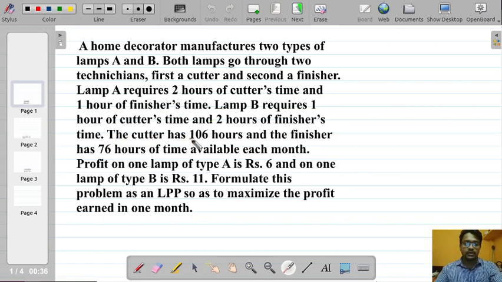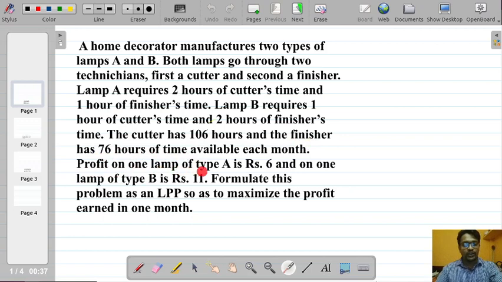Now the cutter and finisher, they are also workers of the company or home decorator, so they are available for a certain period of time. Okay, not more than that. So the cutter has 106 hours and the finisher has 76 hours of time available each month. Okay, so every month the cutter has 106 hours of work time. Okay, so the cutter does not work more than 106 hours and the finisher does not work more than 76 hours. Okay, each month.